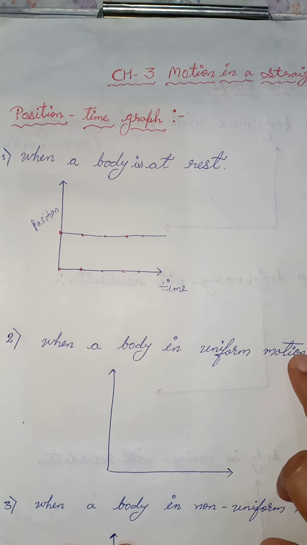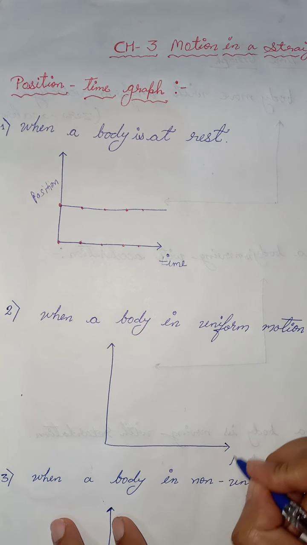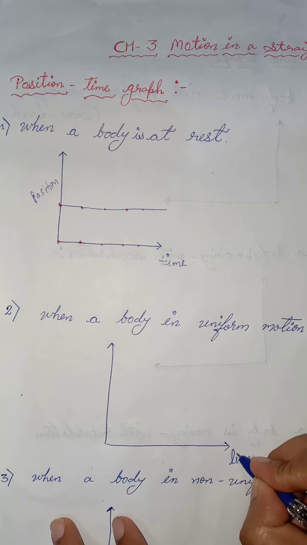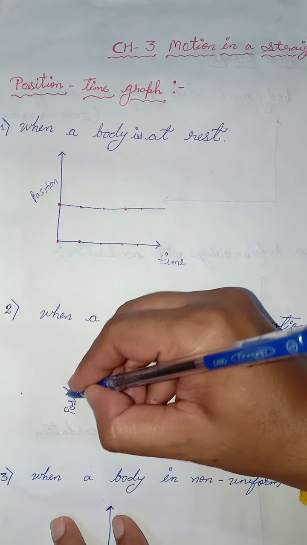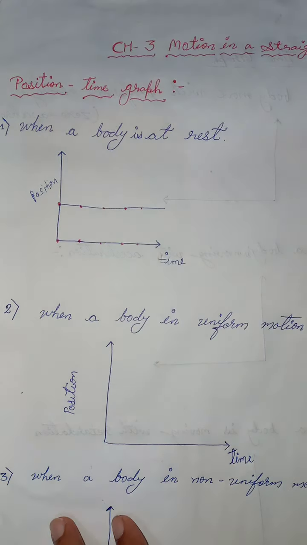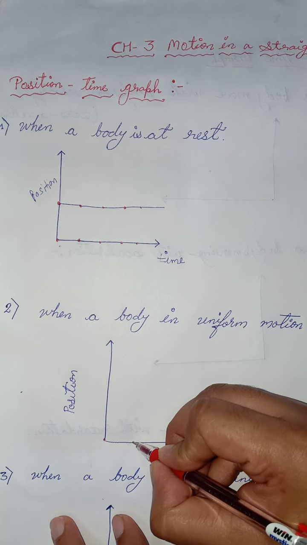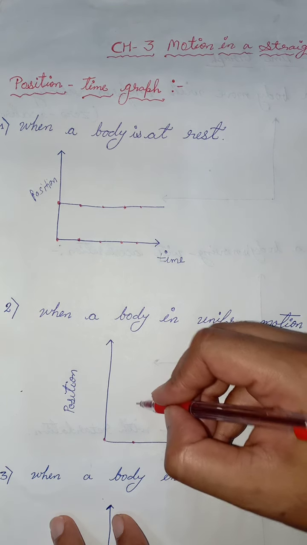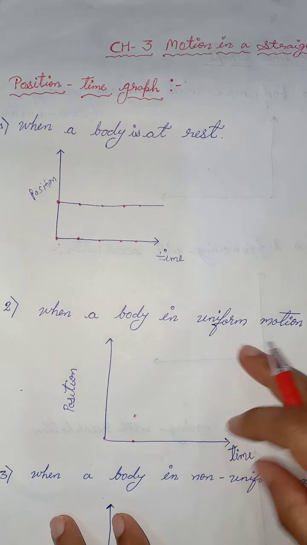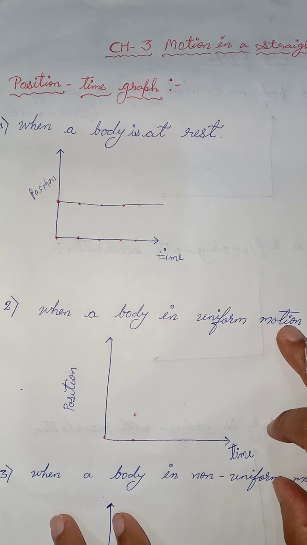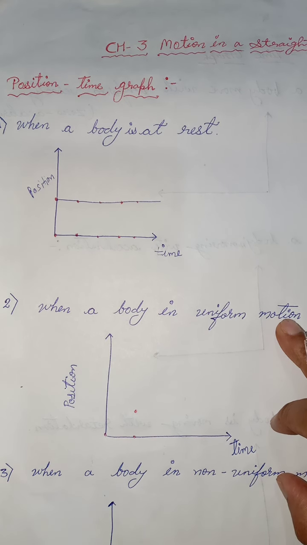Now see, when a body is in uniform motion. In uniform motion, again we will take the two axes. Here we have time, and on the y-axis we have position. For time t equals 0, it is here. If we increase the time, the body will move and cover some position in uniform motion. What do you mean by uniform motion? In uniform motion, a body travels equal distance in equal intervals of time.